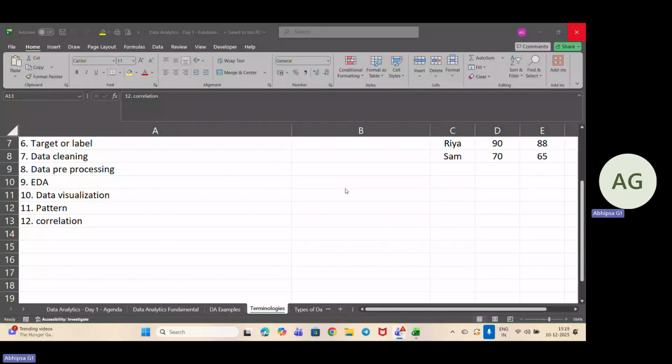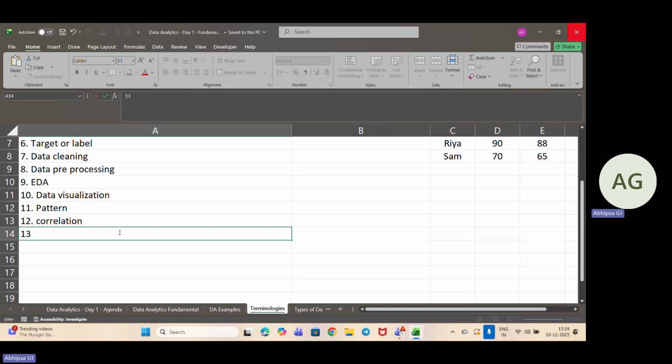Okay. So let me first present my screen so that things are visible to you, and by that we can start with it. Hopefully my screen is visible. So in the last session, we have completed till correlation. So from here, we will be starting over.